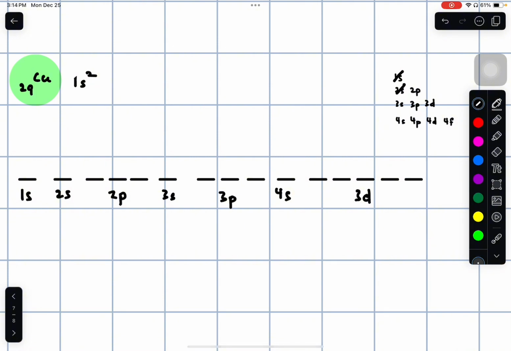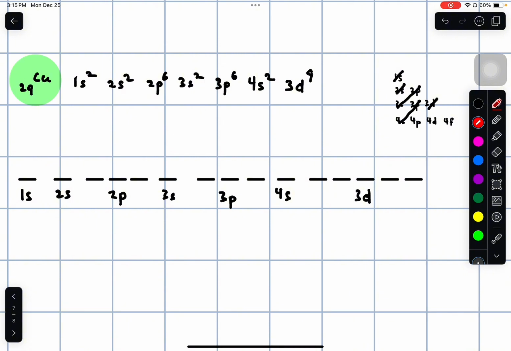The electron configuration of copper would be 1s2, 2s2, 2p6, 3s2, 3p6, 4s2. How many electrons do we have until now? We have 20 electrons already, so we only need to fill in 9 electrons in 3d9.